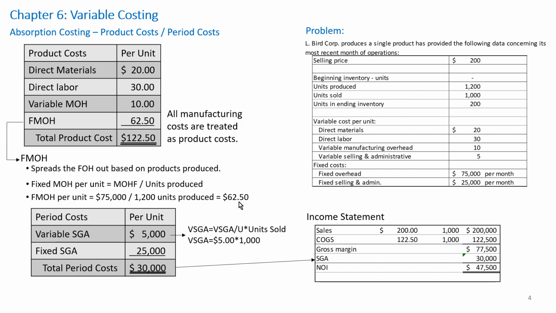$62.50 per unit. Adding the per unit cost for direct materials, direct labor, variable manufacturing overhead, and fixed manufacturing overhead gives us a total product cost of $122.50.